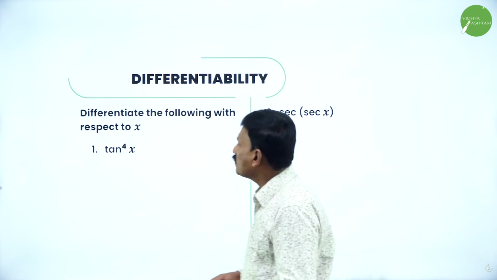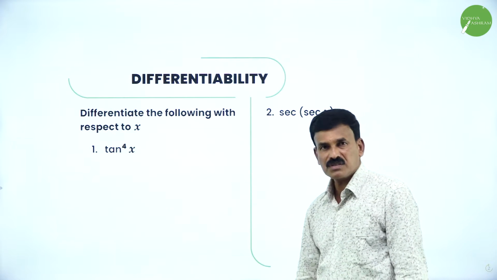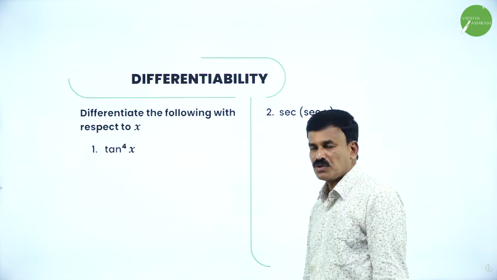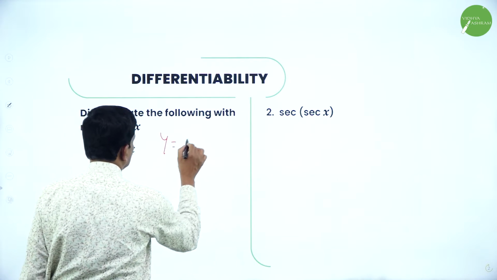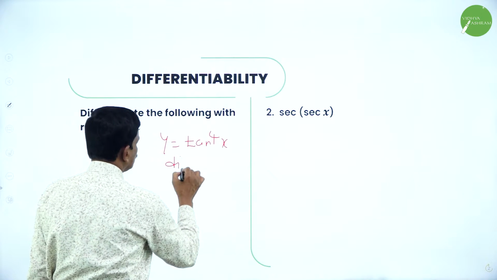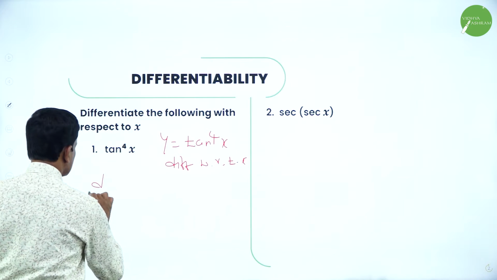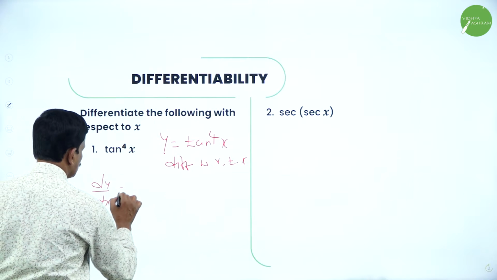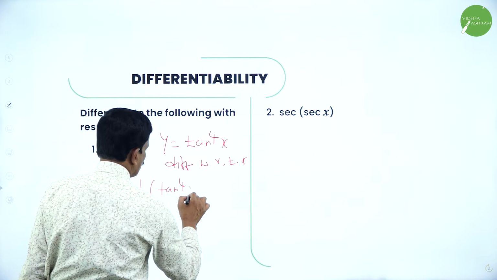Differentiate the following with respect to x. First one is tan to the power of 4x. Now let us consider this as y is equal to tan to the power of 4x. Differentiating with respect to x, dy by dx is equal to d by dx of tan to the power of 4x.